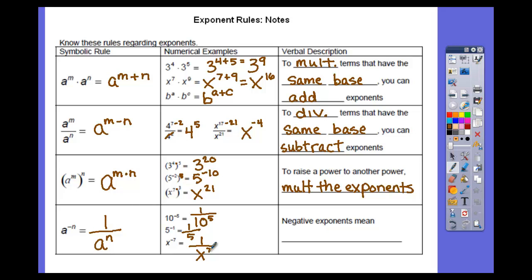So negative exponents mean to do the reciprocal and make the exponent positive.